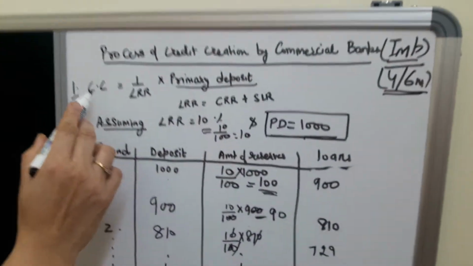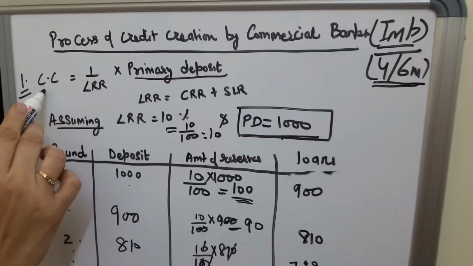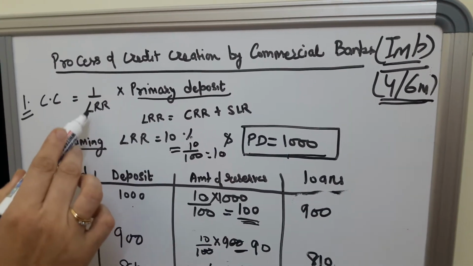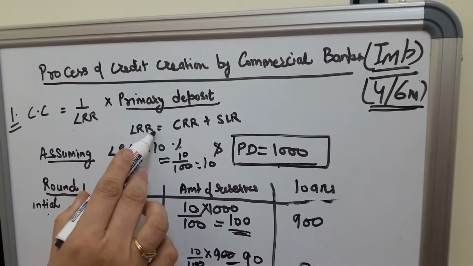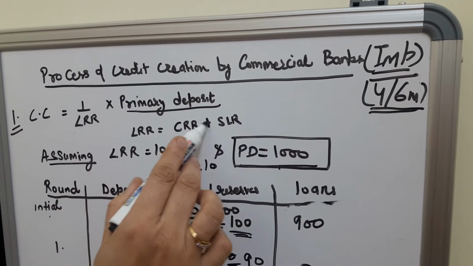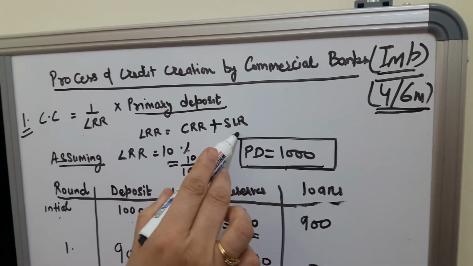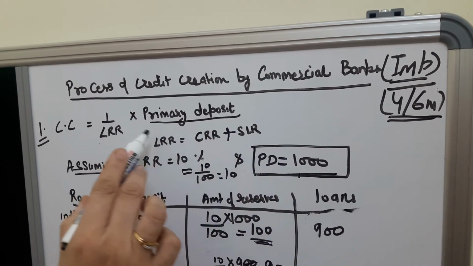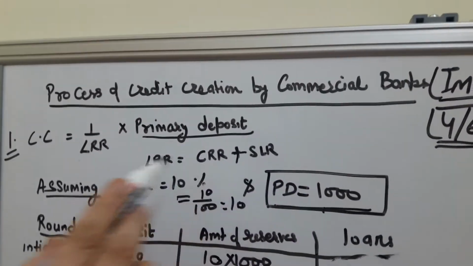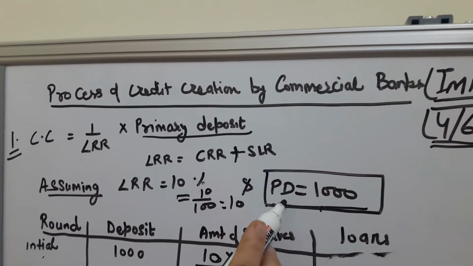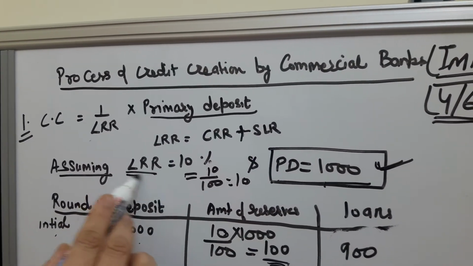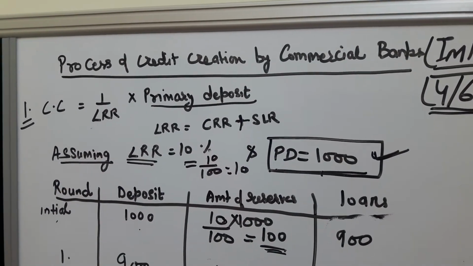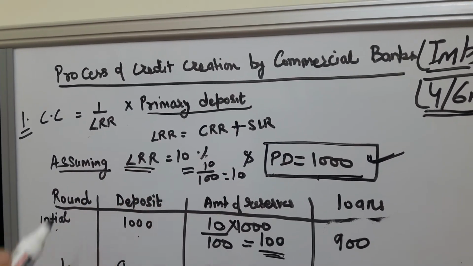Now I will take you to the formula of credit creation. The formula of credit creation is 1 upon LRR into primary deposits, where LRR refers to sum total of CRR and SLR. We shall be explaining the process with the help of a table. For that, we assume that bank has an initial deposit of rupees 1000 and LRR given is 10%. Okay, so 10% means 1 upon 10.